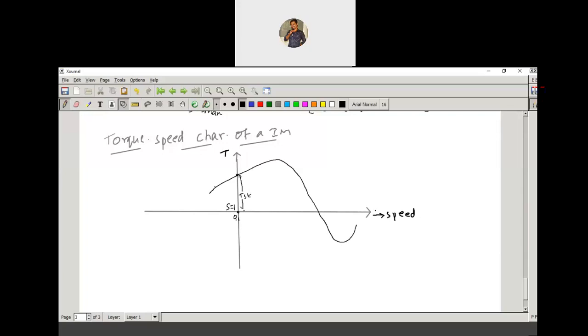And also this torque. In this graph you can observe this one is the maximum torque. This is T maximum. And the corresponding slip we call the maximum slip.